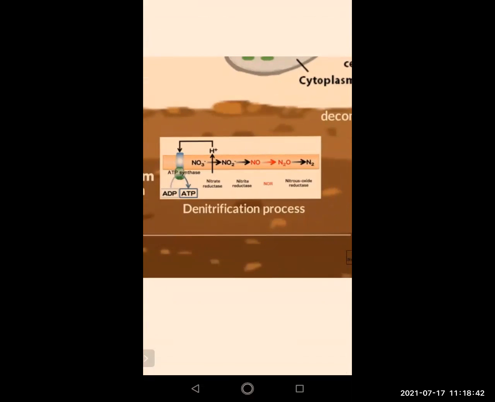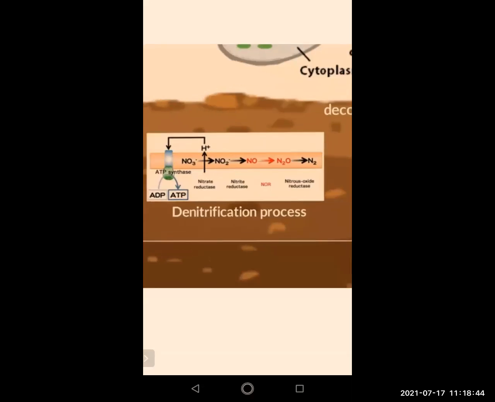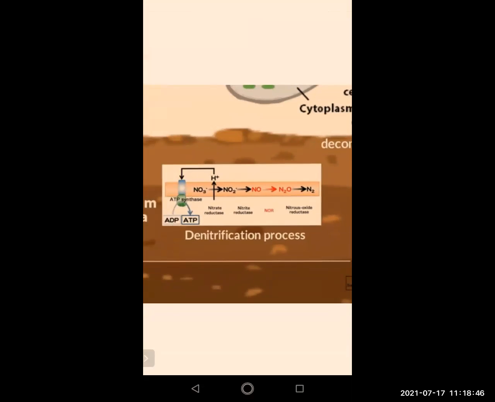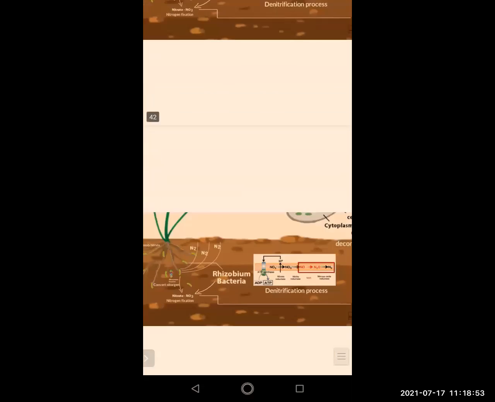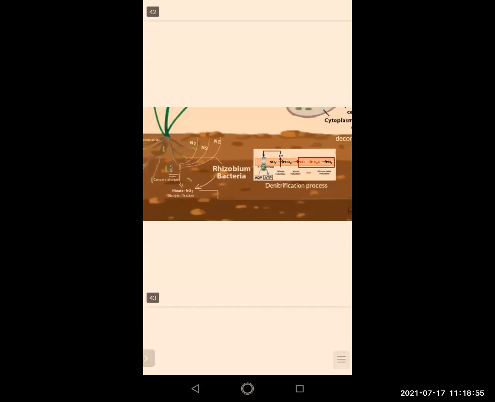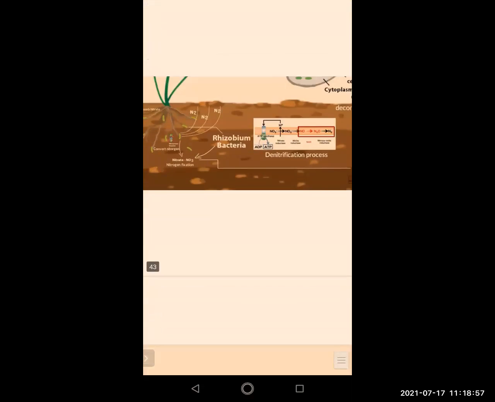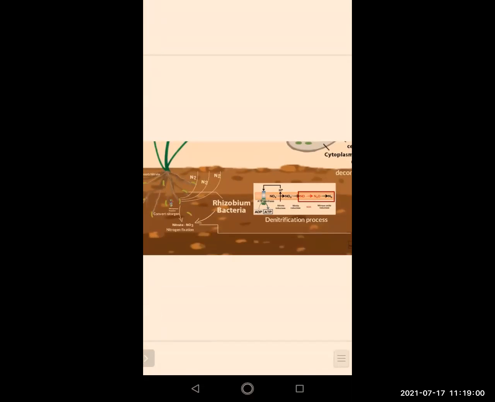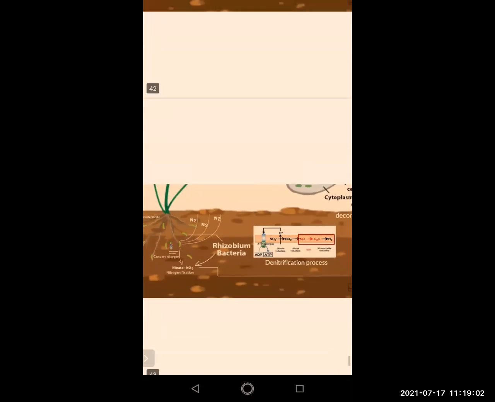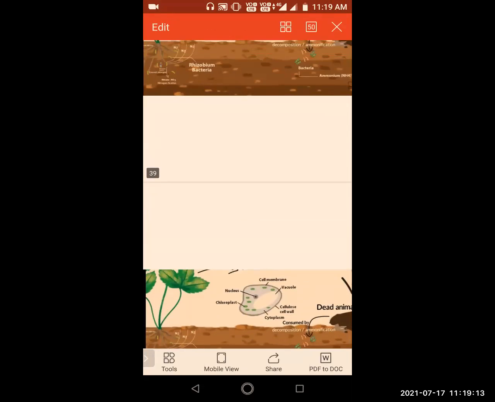It is not in your topic, but for your knowledge, I would like to tell you, for when you are studying in your higher classes, this is important. What is the denitrification process? Okay. Now, students, this is the final, how the nitrogen cycle works and how the nitrogen is converted by nitrogen fixation. Rhizobium bacteria plays an important role in nitrogen fixation. This is a continuous process which you have learned. Okay.